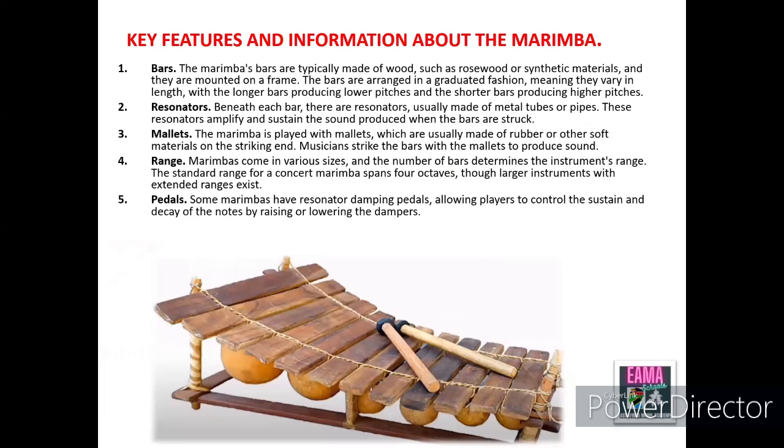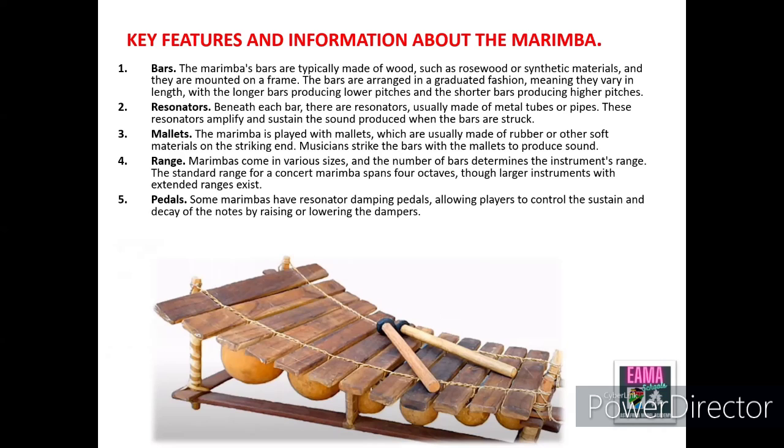Key features and information about the marimba. 1. Bars. The marimba's bars are typically made of wood, such as rosewood or synthetic materials, and they are mounted on a frame. The bars are arranged in a graduated fashion, meaning they vary in length, with the longer bars producing lower pitches and the shorter bars producing higher pitches.